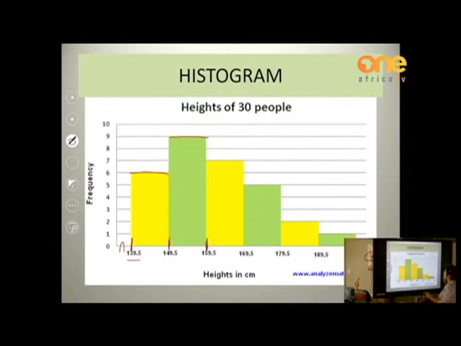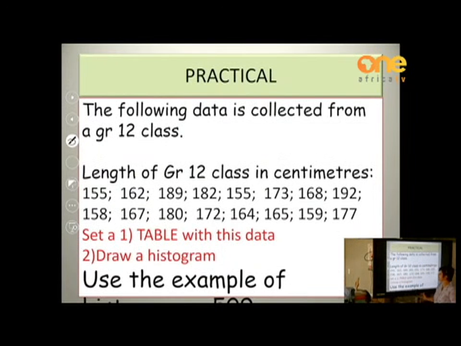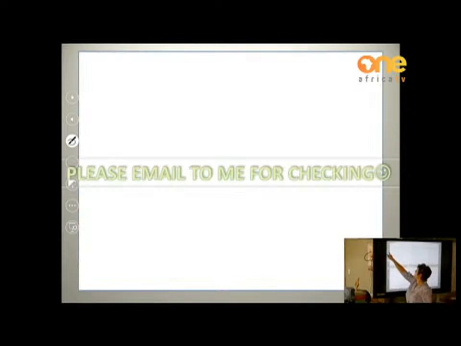Please make sure that you know how to draw a histogram. And I want you now to set a table of the length of a grade 12 class. Unfortunately, it is not you. It is you, and I add some other learners. Okay? Set this for me in a table. Draw a histogram. Okay, but we can still continue.